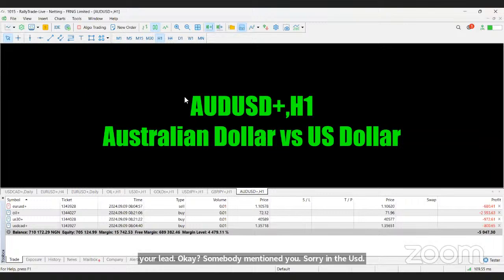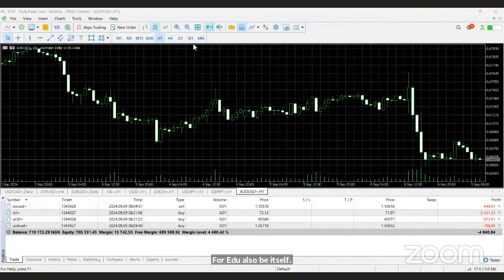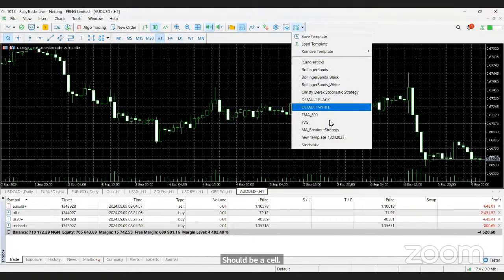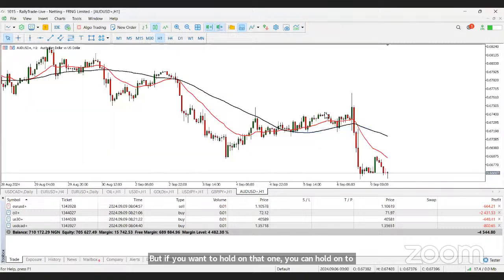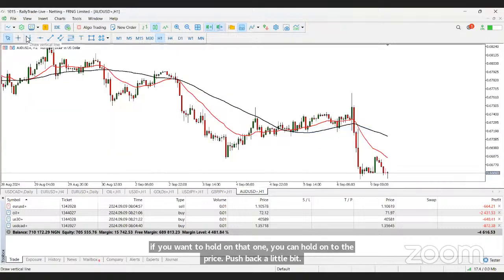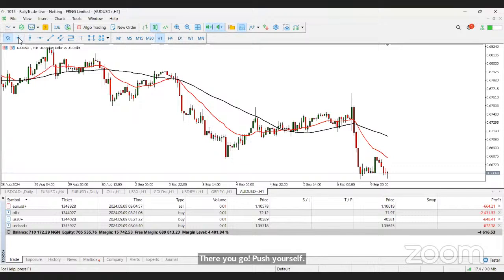But AUD USD should also be a sell. Okay, but if you want to hold on that one, you can hold on until the price pushes back a little bit to the upside. Then you can push a sell. So let's do a sell limit on AUD USD.